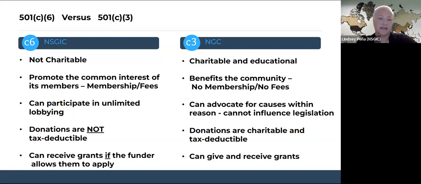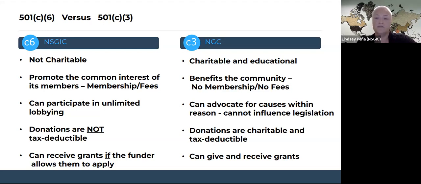For NSGIC, it was set up as basically a member-focused organization. So its mission is not charitable. Its primary purpose is to promote the common interest of its membership. That is why we have our specific membership structure set up, and there are membership fees that are paid to be a part of this organization. As a C6, NSGIC can participate in unlimited lobbying.